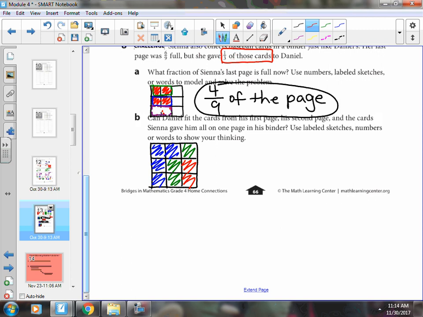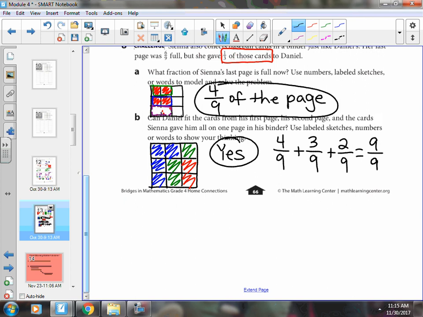So the question is, can Daniel fit the cards from his first page, his second page, and the cards Sienna gave him all on one page? The answer, of course, is yes. Our picture is a fine explanation, but you also could show it with numbers. His first page was 4/9. His second page was 1/3 of a page, which of course was 3/9. And Sienna gave him 2 cards, right? That was 1/3 of her cards. Sienna gave him 2/9 of a page. And all together, 4 plus 3 plus 2 is 9/9, or 1 whole. So the answer is yes.